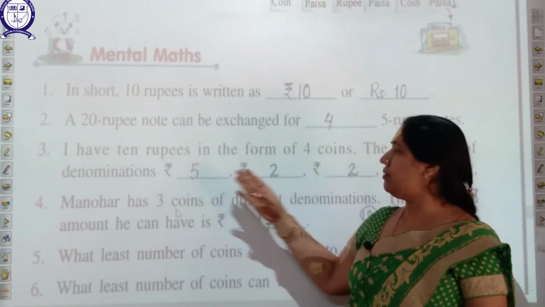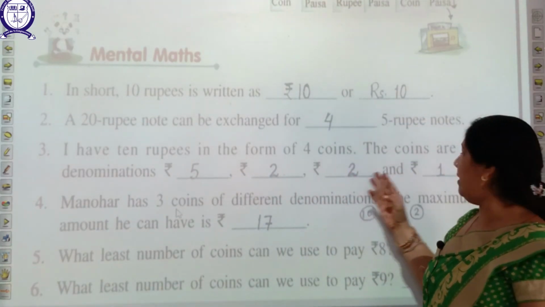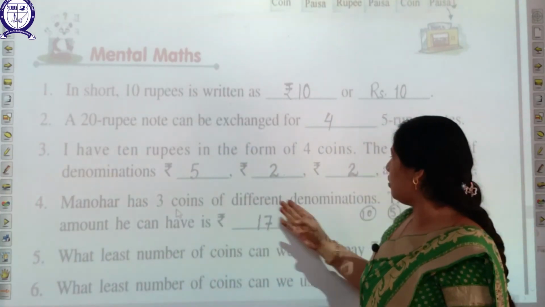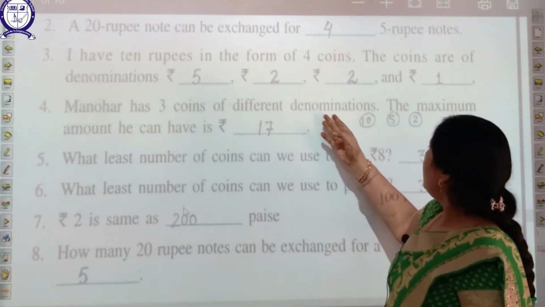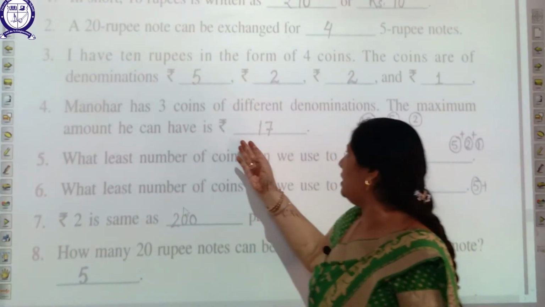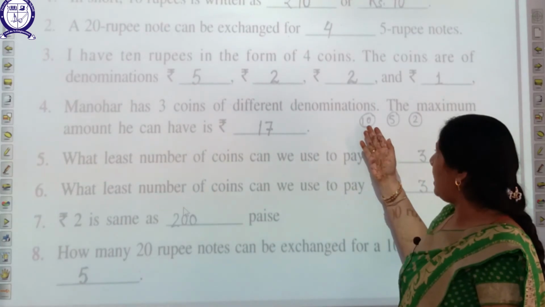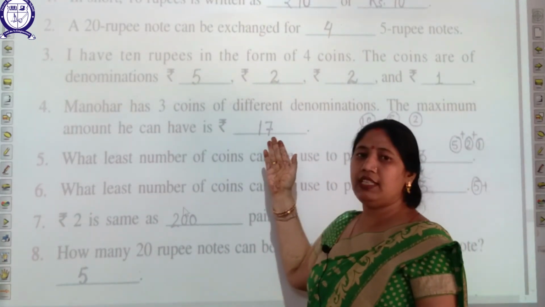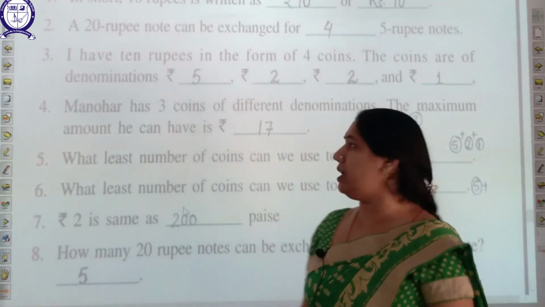So 5 rupees plus 2 rupees is 7, plus 2 is 9, plus 1 is 10. Manohar has 3 coins of different denominations and the maximum amount he can have is? So 3 coins, we have to take 10, 5 and 2. Okay, that amount is 17. 10 plus 5 is 15, 15 plus 2 is 17.